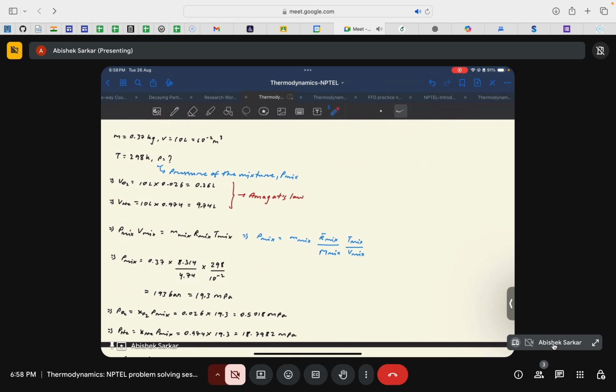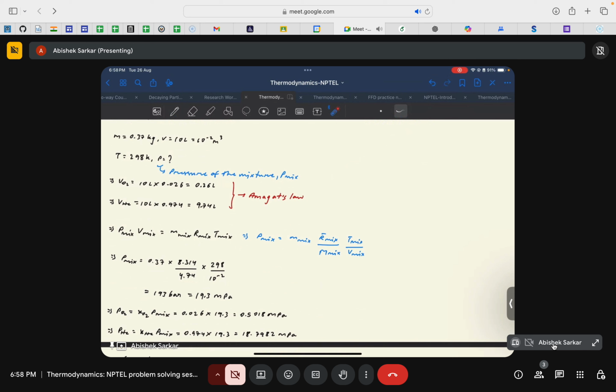Then it is 4.74, your molecular weight of the mixture. Then T is 298 as given in the question, and the volume is 10 to the power minus 2. That's why we need to keep SI units, because all our terms we are keeping in SI units.